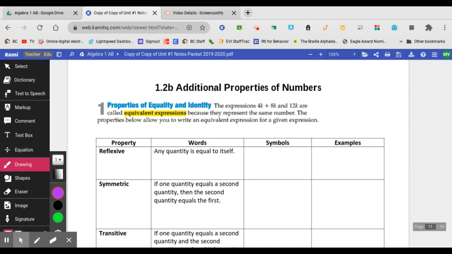Today we're going over our third day of notes in chapter 1. It's 1.2b, which is additional properties. So in our last video we went over the commutative and distributive properties as well as associative. Those are properties you're very familiar with. Today we're going to talk about some that you may have never heard of before, as well as go over some of the other ones you may not be as familiar with.